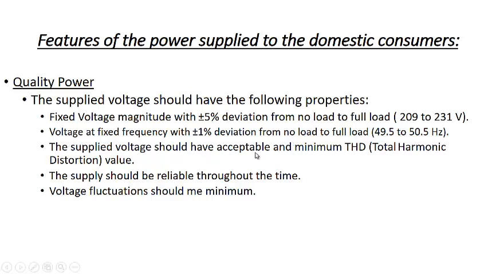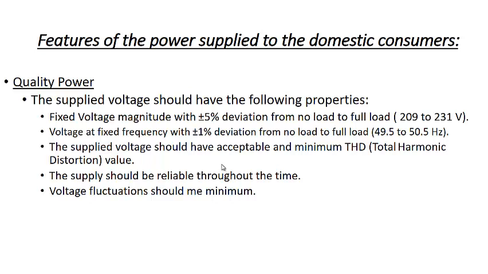The supply voltage should have an acceptable, or we can say minimum, THD. THD means total harmonic distortion. Actually this THD is related to the wave shape of the voltage. The wave shape of the voltage should be very close to the sinusoidal wave shape. As we have discussed in the AC analysis, the wave shape we have considered to be sinusoidal, but sometimes it may not be sinusoidal, it may be slightly distorted. That distortion is acceptable up to permissible limits. Usually the limit is kept at 5%. It should be less than 5%.